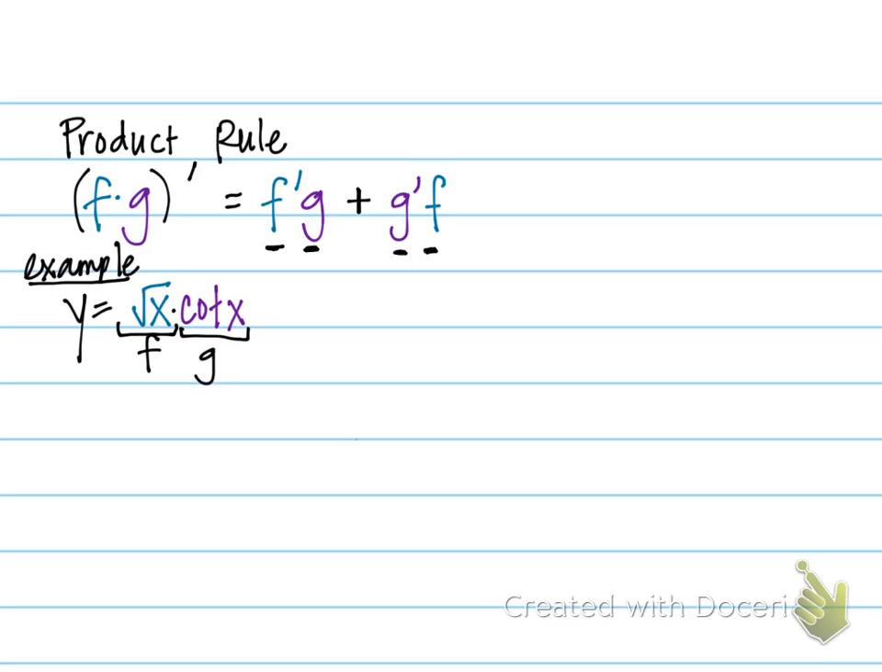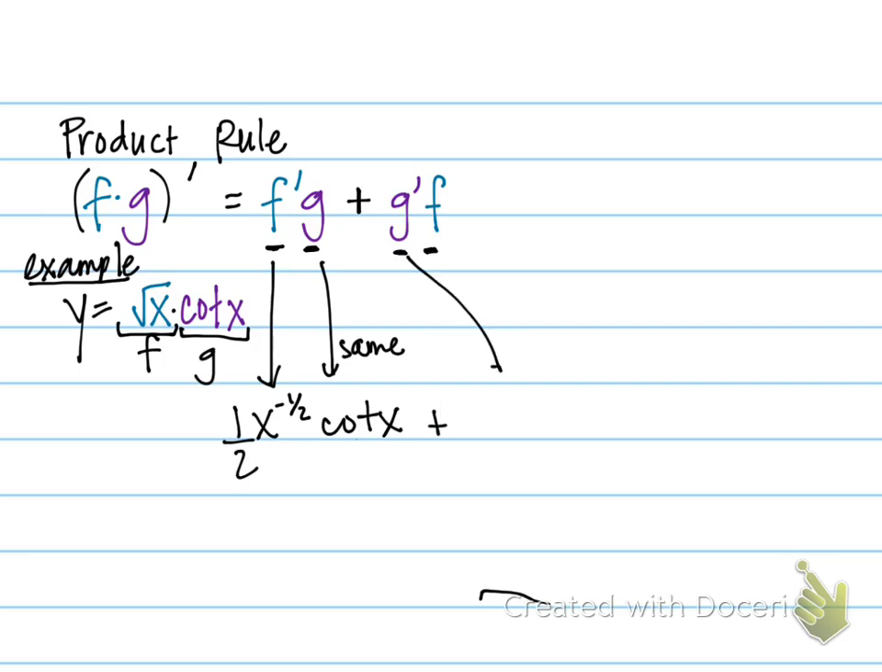And so if we're following the rules, take the derivative of the first. So the derivative of square root of x is 1/2 x to the negative 1/2. Keep this one the same. So it just stays cotangent x. Plus, then take the derivative of the second. So that's going to be negative cosecant squared x. And then keep this one the same. So that one's going to be times the square root of x. That's the derivative. Now, if you're simplifying, it should look like this.